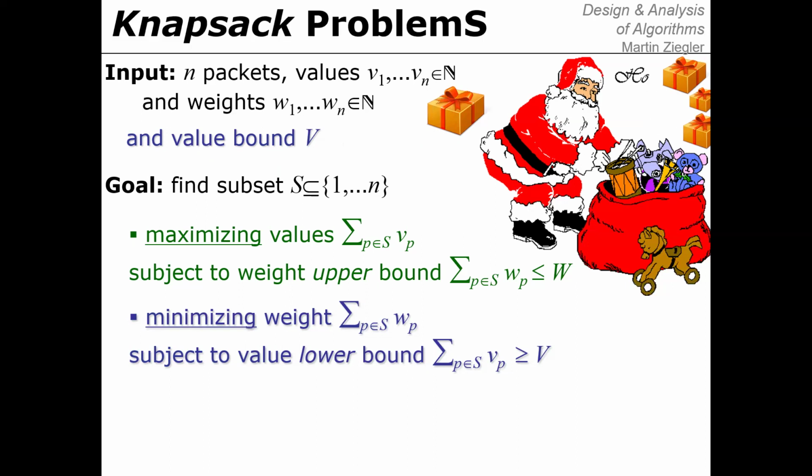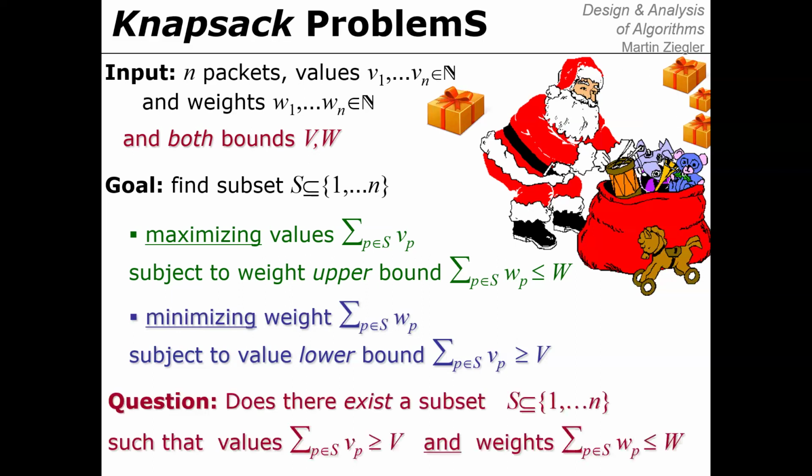Output would be either the weight we obtain or the choice of packets chosen to attain that weight while satisfying the value lower bound. And the third variant is as a decision problem, not optimization anymore. In the decision variant, we're given both bounds. And the question is, can we satisfy both bounds? Is it possible to choose packets such that they obey the value lower bound and simultaneously the weight upper bound? Yes or no is the answer here for a decision problem.